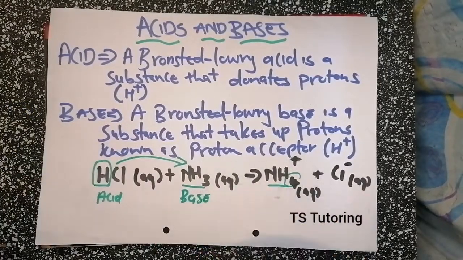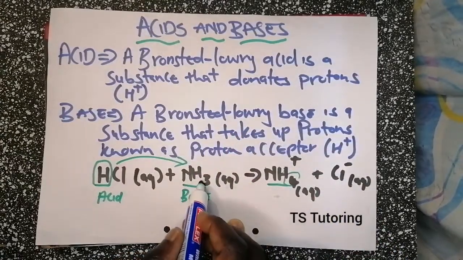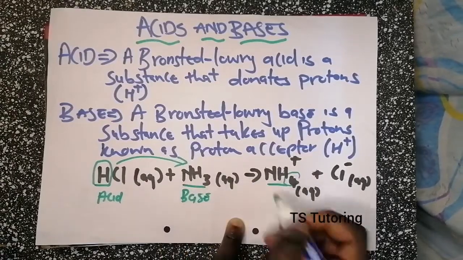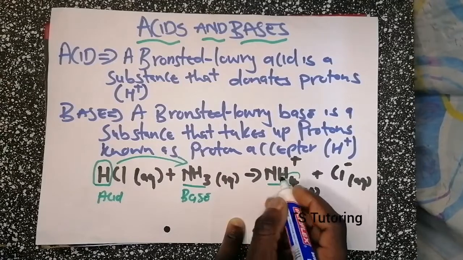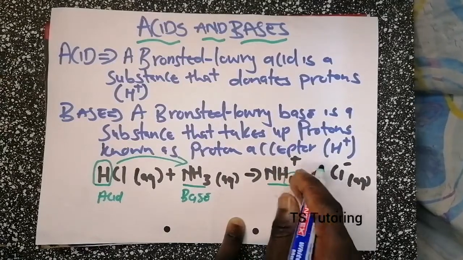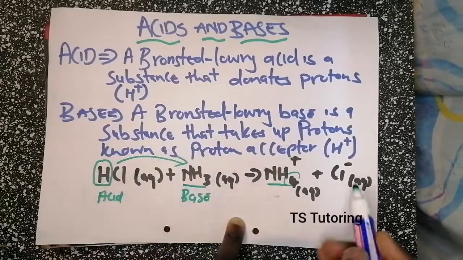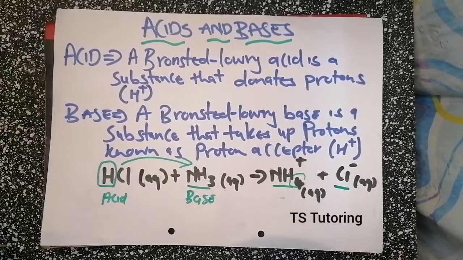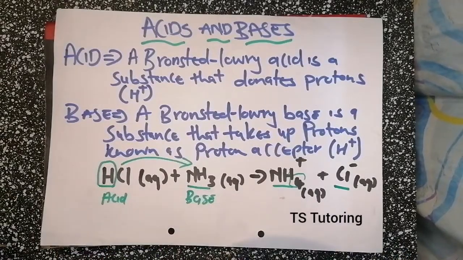It accepted that proton. What did it form when it accepted the proton? The hydrogens were 3. Look at it. Now they are 4. NH4. N is still 1. So we formed the ammonium ion. And because the Cl was joined to the H, now the Cl is alone. So we identified our acid and our base in this reaction.